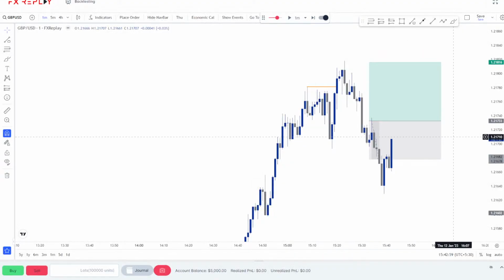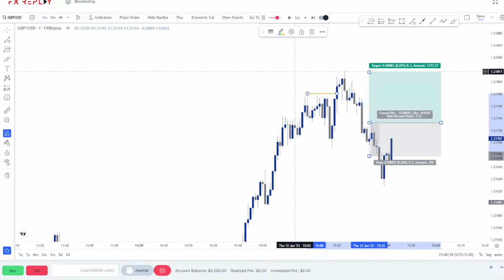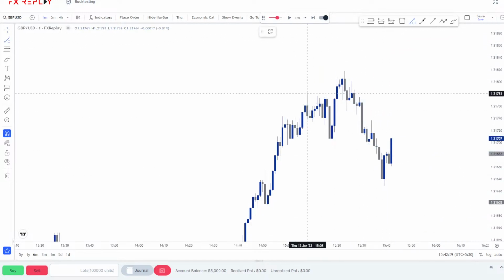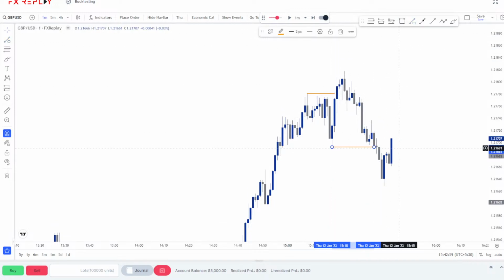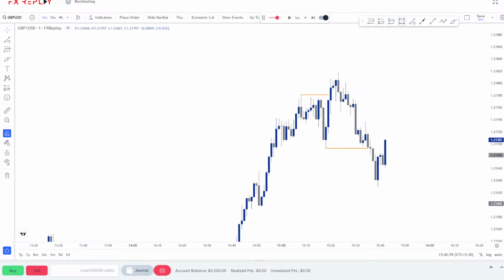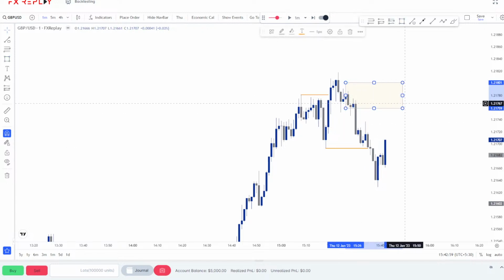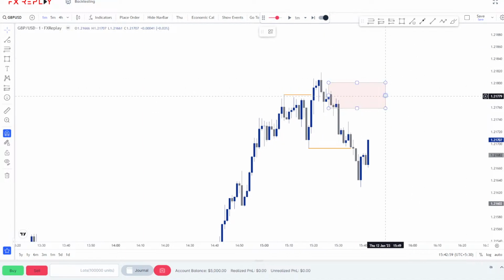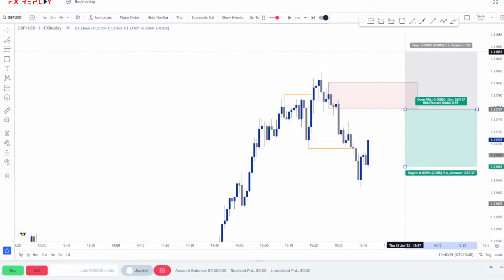Gotcha. So next, again, this was a break of structure. This was a break of structure again. So again, this was the fair value gap that we found. Supply. Okay, now let's just wait for this particular trade.